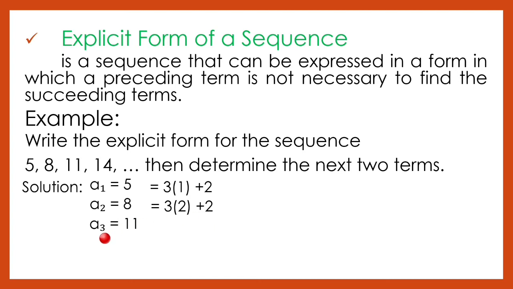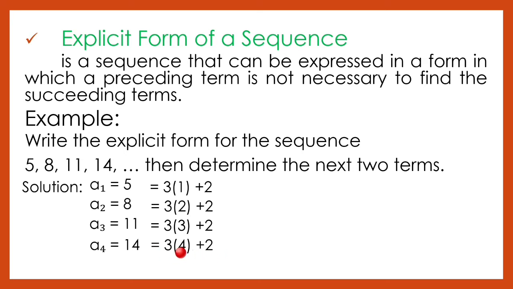Our a sub 3 or third term is 11. We can write it into another expression as 3 times 3 plus 2. 3 times 3 is 9 plus 2 is 11. Then our a sub 4, which is the fourth term, is 14. It can also be written as 3 times 4 plus 2.